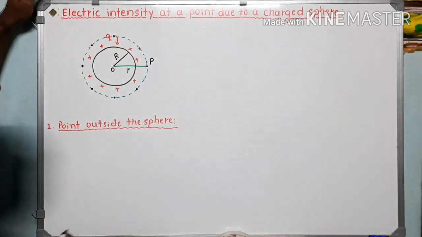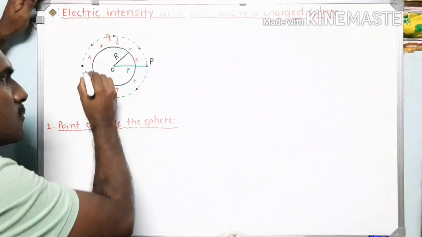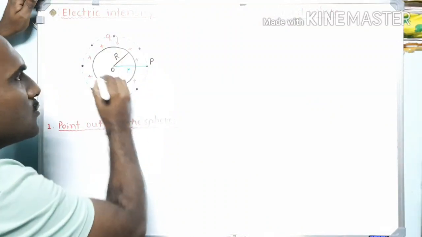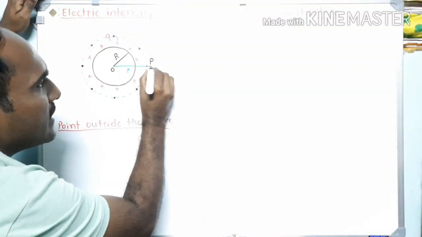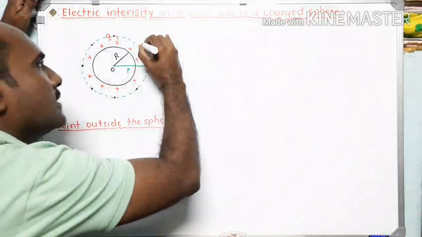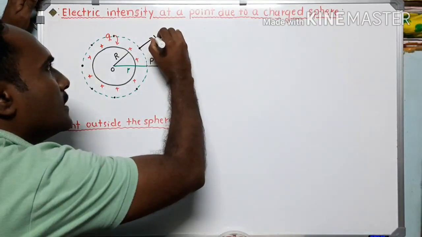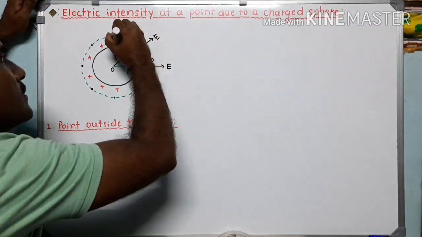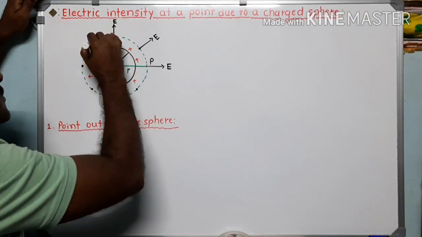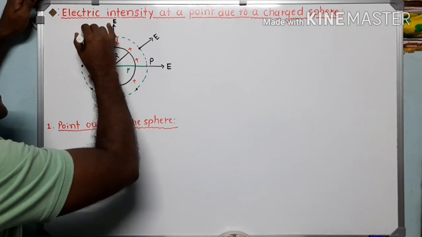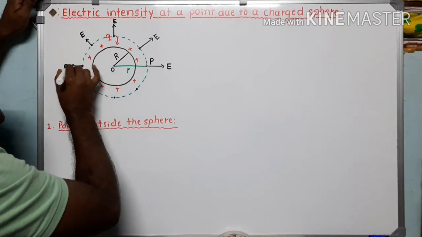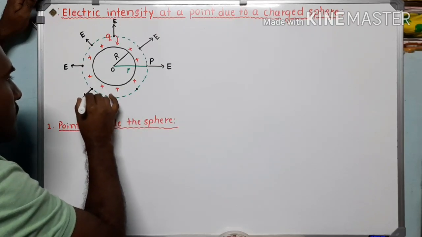And also you must remember here the sphere is charged positively. That's why intensity at point P due to this charged sphere acts in the radially outward direction. And here also radially outward direction. And here also radially outward direction. Getting the idea?